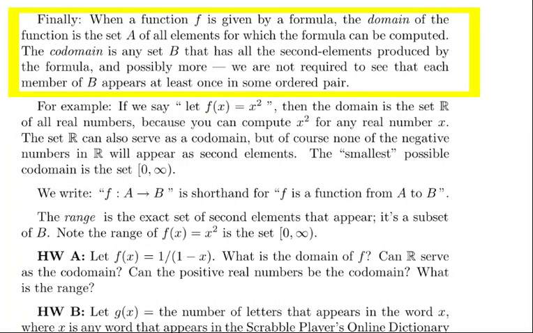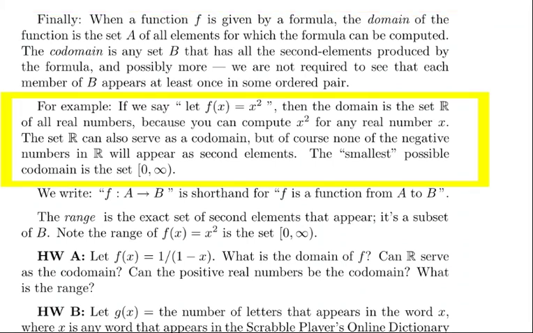Finally, when a function f is given by a formula, the domain of the function is a set A of all the elements for which the formula can be computed. The codomain is any set B that has all the second elements produced by the formula, and possibly more. We are not required to see that each member of B appears at least once in some ordered pair in the function. For example, if we say let f of x equals x squared, then the domain is the set R of all real numbers, because you can compute x squared for any real number x.